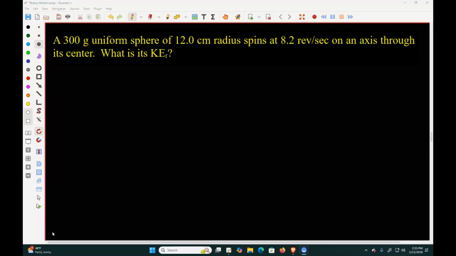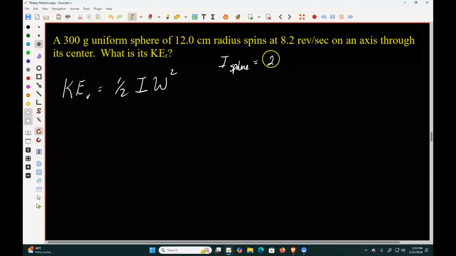A 300-gram uniform sphere, 12-centimeter radius, spins 8.2 revolutions per second on an axis through its center. What is its rotational kinetic energy? So kinetic energy for rotation is equal to 1/2 I omega squared. Remember now that I for a sphere is equal to 2/5 mr squared.